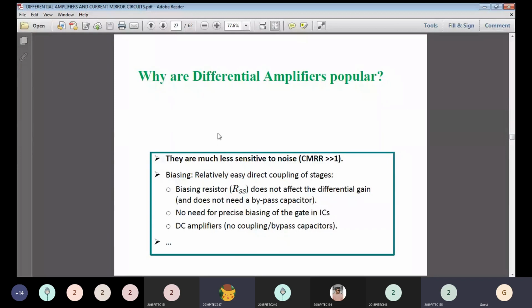And then the second case is with respect to biasing. In view of biasing, relatively easy direct coupling of the stages can be done. Biasing resistance RSS does not affect the differential gain, okay, and does not need any bypass capacitor. So in this case, we do not need any type of bypass capacitors in the circuit. No need of precise biasing for a gate or in the part of an IC. We do not require any precise type of biasing. And DC amplifiers, that is, no coupling and no bypass capacitors are required.